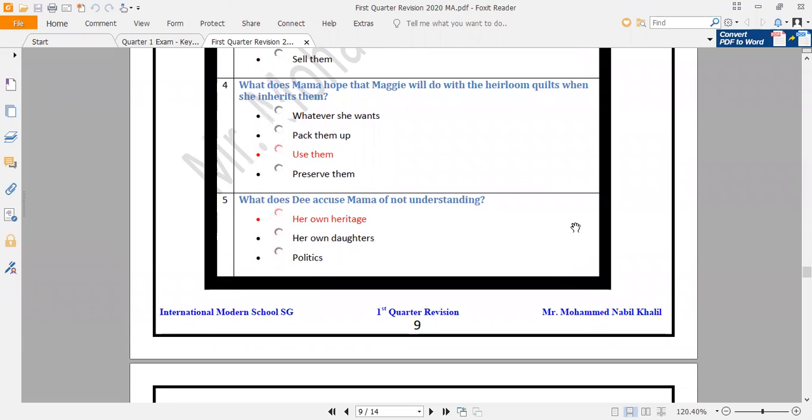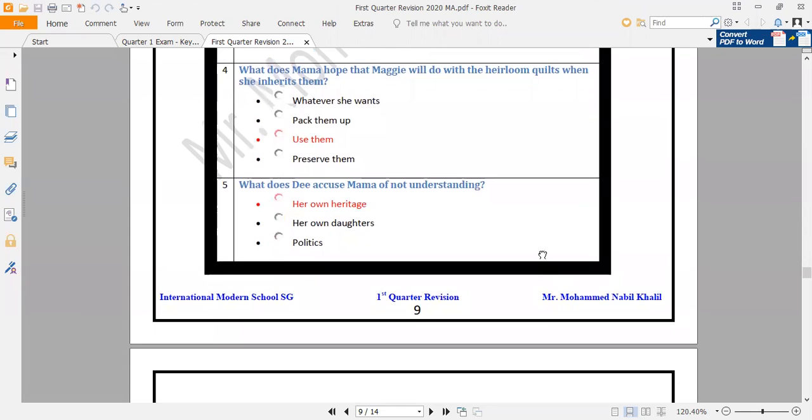Number 5, what does Dee accuse Mama of not understanding? We know that Dee is very condescending. She's very snobby, so she treats people as if she is better than them. So she accuses Mama of not understanding her own heritage. Right?